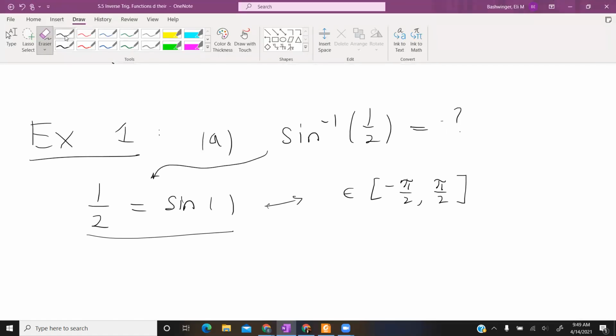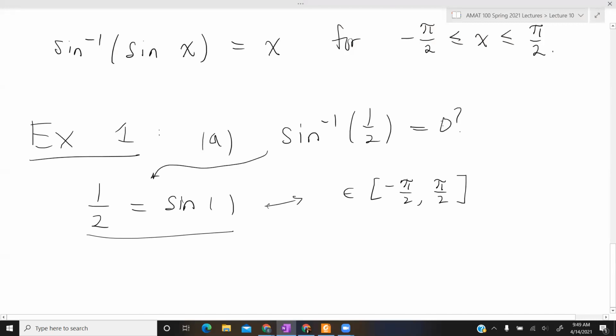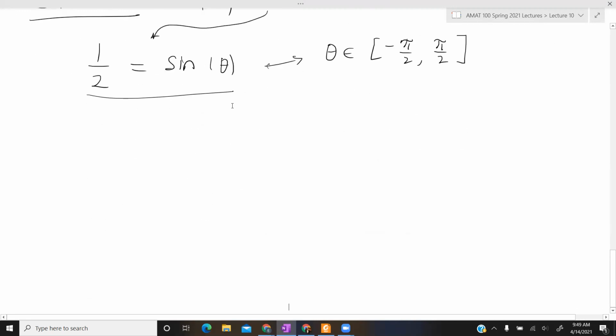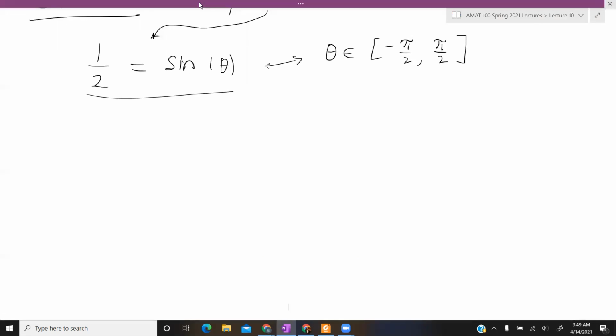So remember, if I give you a number theta, or t as we have been using, that gives you a point on the unit circle, and then sine plucks out the y coordinate. We're saying that the y coordinate is 1/2. And the points are coming from the first and the second quadrant. So let me draw the unit circle.